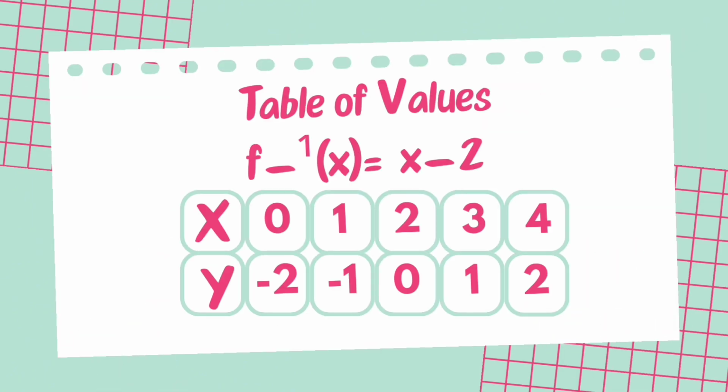Now let's move forward and complete the table of values. We have here f raised to negative 1 of x is equal to x minus 2. So we have here x values are 0, 1, 2, 3, and 4. And we have here the y values are negative 2, negative 1, 0, 1, and 2.